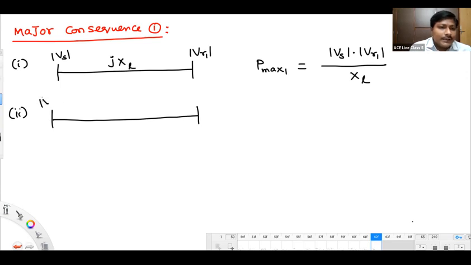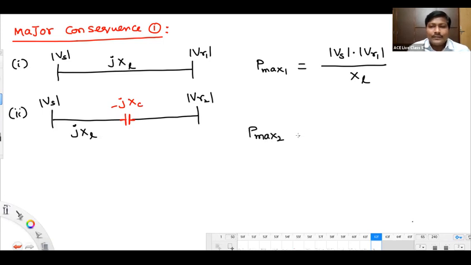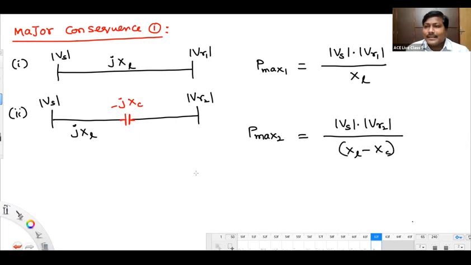So this is your sending end voltage, and the receiving end voltage might be some value VR2, but VR1 and VR2 will be close. But definitely there is a change, there may be a rise or fall, whatever it is. So line impedance is JXL, the series capacitor impedance is minus JXC, and the maximum power transfer capacity will be Vs into VR2 by XL minus XC.